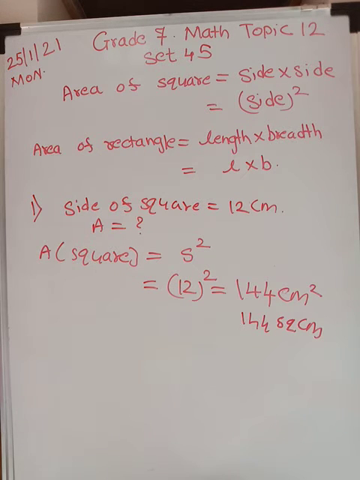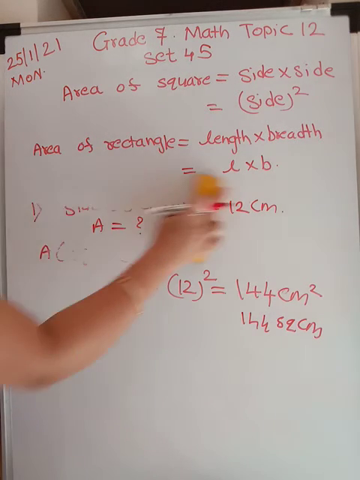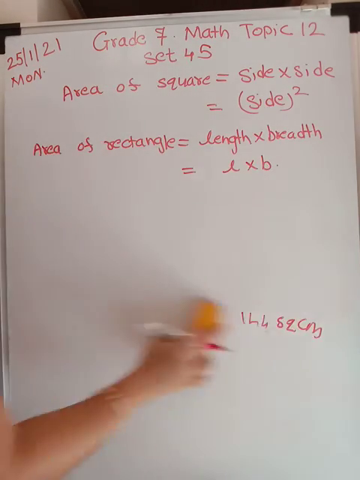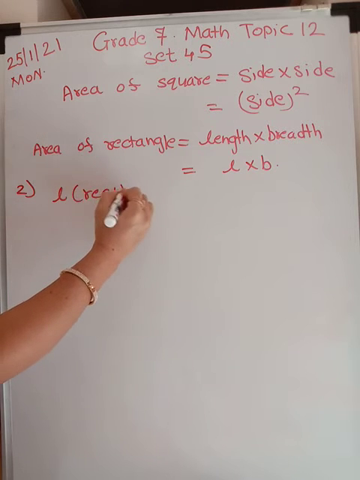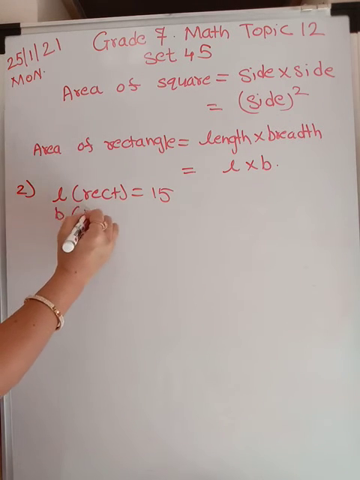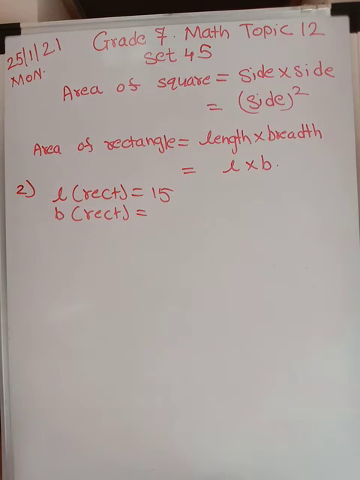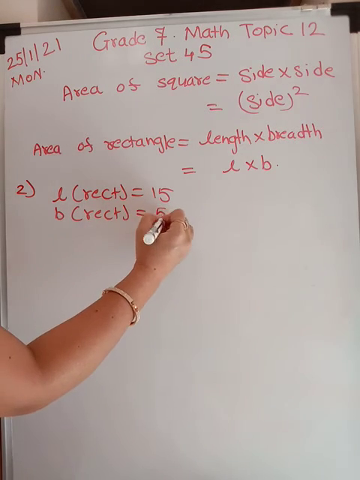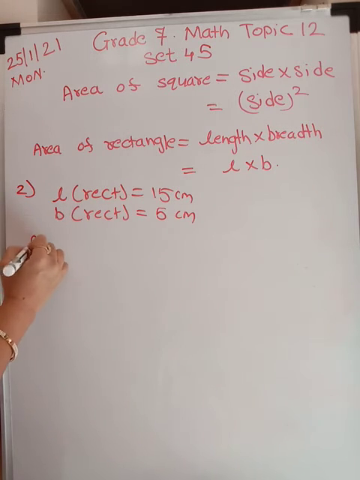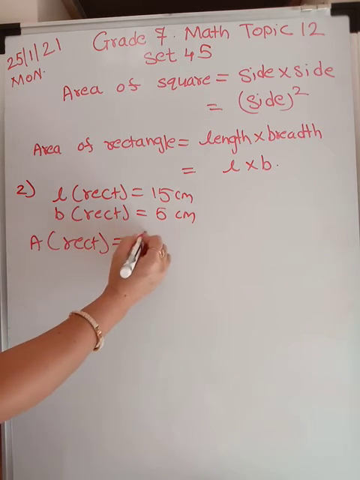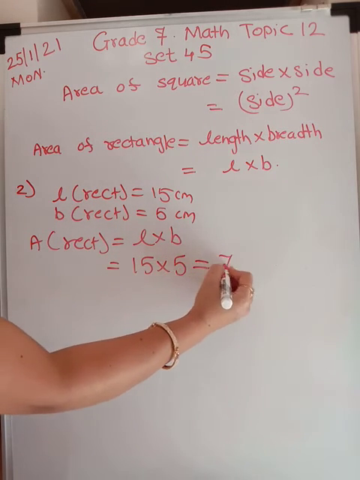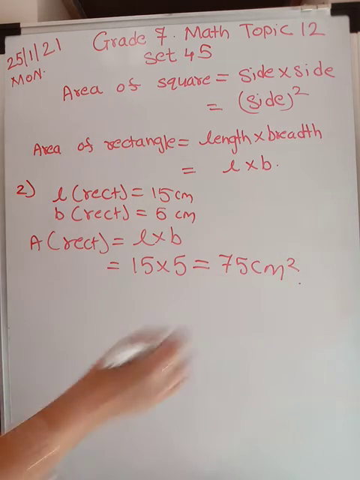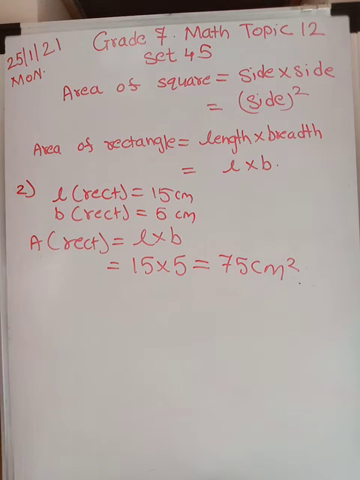If the length of a rectangle is 15 and breadth is 5 centimeters, find its area. Now rectangle is given. Question 2 from set 45. Length of rectangle is given as 15 and breadth of rectangle is given as 5, both in centimeters. We have to find area of rectangle. What is area of rectangle? Length into breadth. So that is 15 into 5. 15 5s are 75 centimeter square. Okay, I hope it is clear.